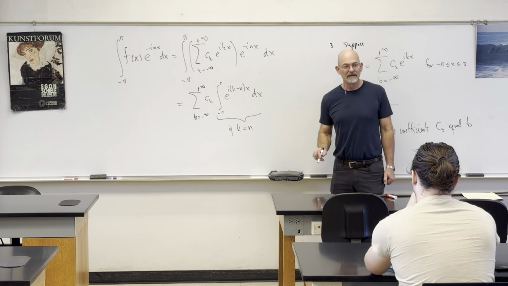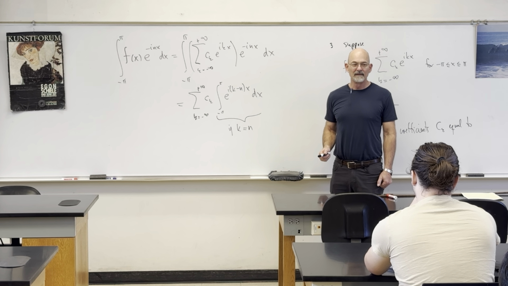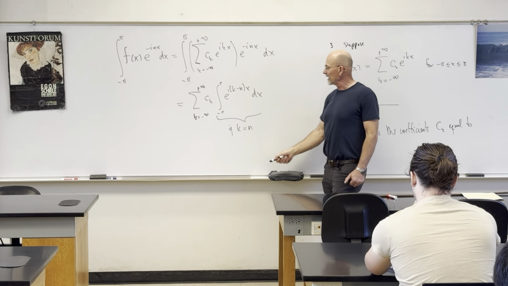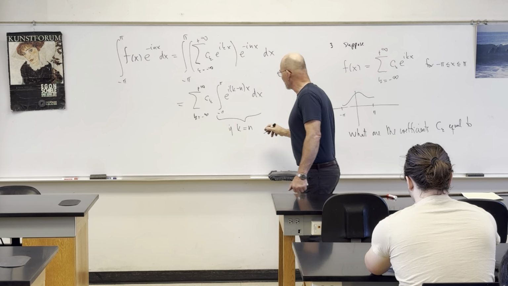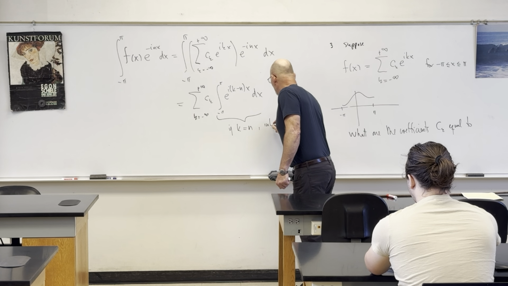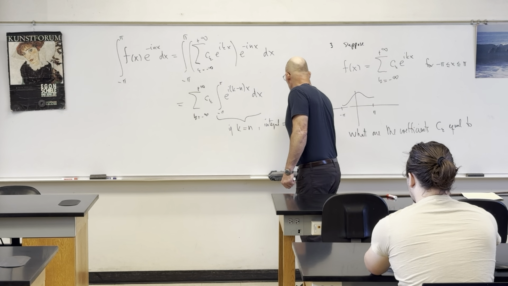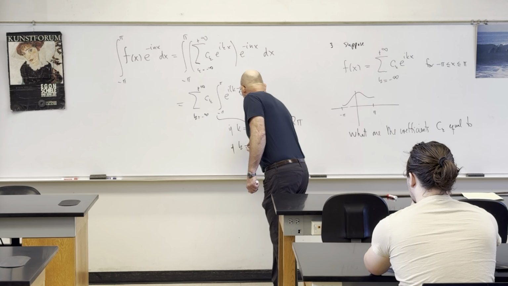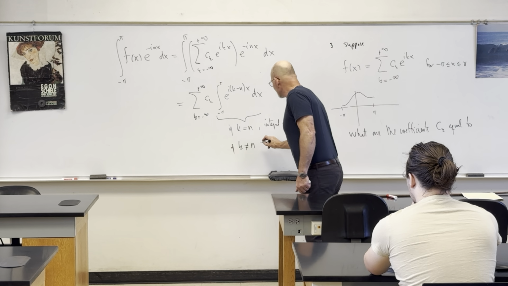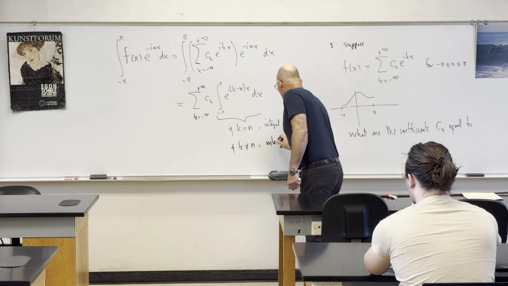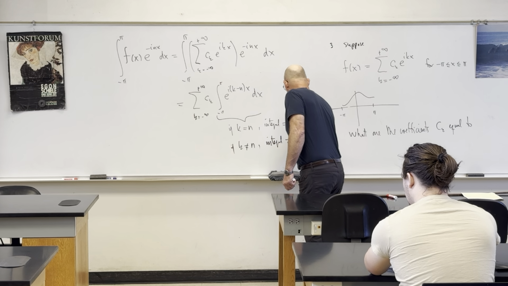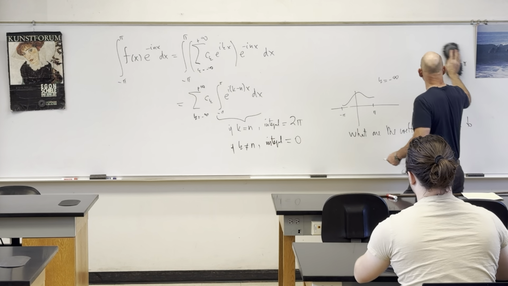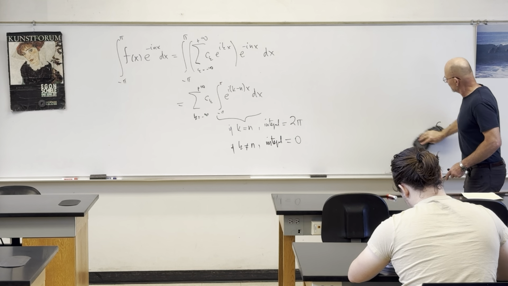K equals n. Yeah, e to the i times 0 is 1, and therefore I have a 1 dx from minus pi to pi. So the integral equals 2 pi. And if k is not equal to n, then we have to look at this, and we'll find that the integral is equal to 0. I'll prove that next statement just to make sure it's not in doubt.